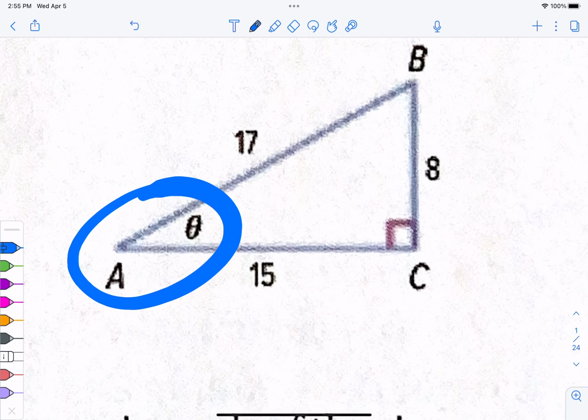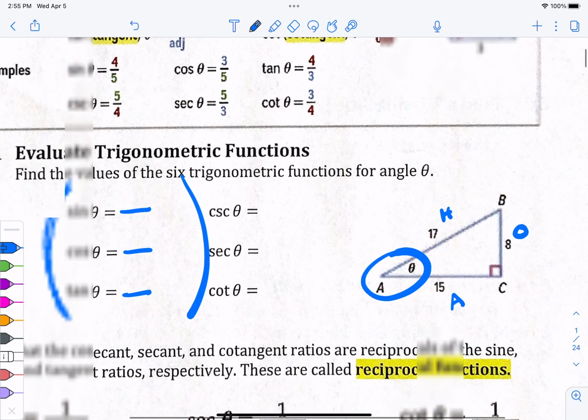All right, which one is the opposite side? 8. So label it with an O. Which one's the hypotenuse side? 17. Which one's the adjacent side? The only one that's left, right? Okay, can we identify those? Those are good to go? Okay, so now we have to make our fractions.